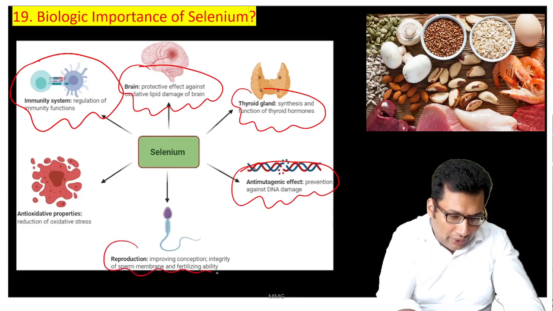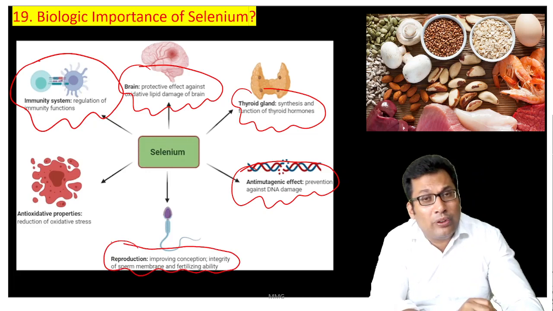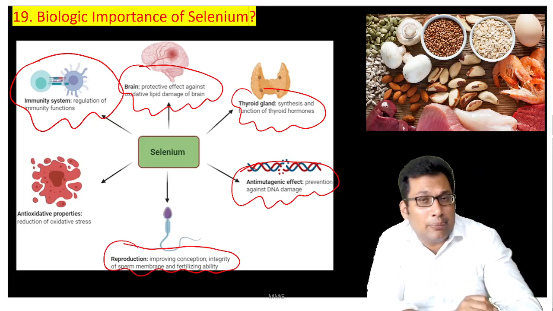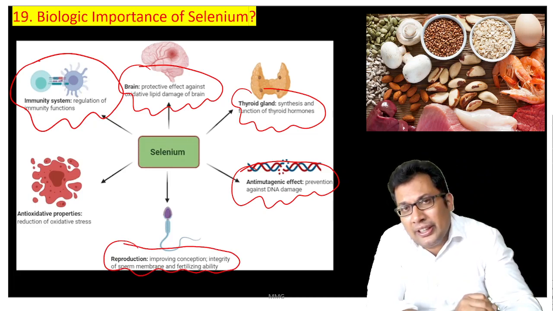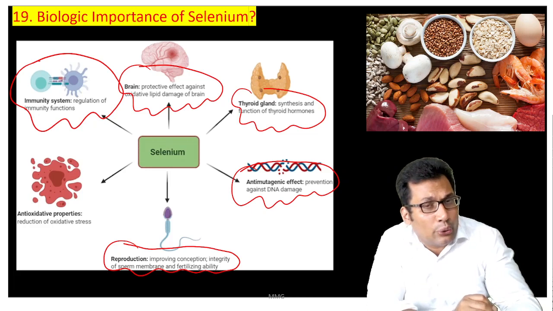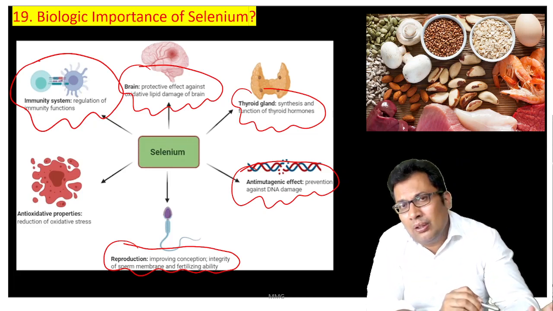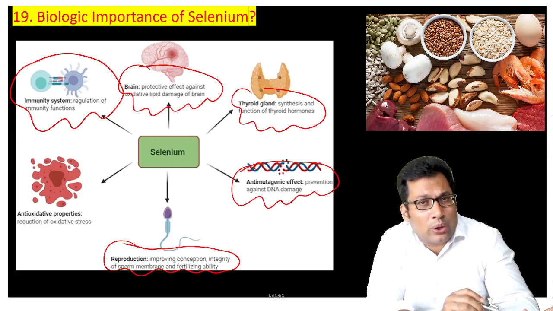Lastly, reproduction. Improving conception, integrity of sperm membrane and fertilizing ability. So deficiency of selenium can lead to infertility or oligospermia also. If you mention at least 4 to 5 functions, that is more than enough in your exam.